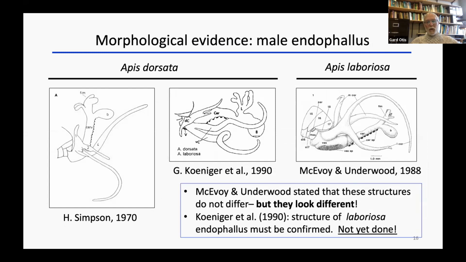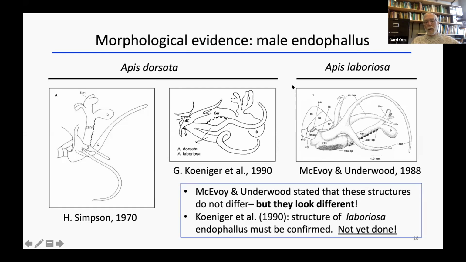So here's what we know for Dorsata and Laboriosa, and unfortunately, it's not conclusive. Simpson was the first to depict the everted male endophallus, and it's this strange convoluted structure you see here. Gudrun Koeniger and her associates repictured it here. There are differences, but not striking. You can see that these lobes here, pictured like that, are these long lobes here, pictured like that. And we can see that on the dorsal cornua there are two lobes, and two lobes over here. They're similar, but the pictures look somewhat different.